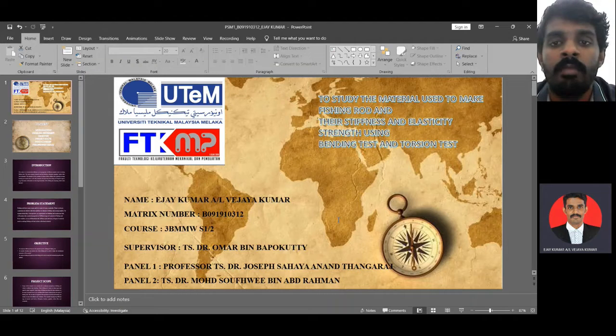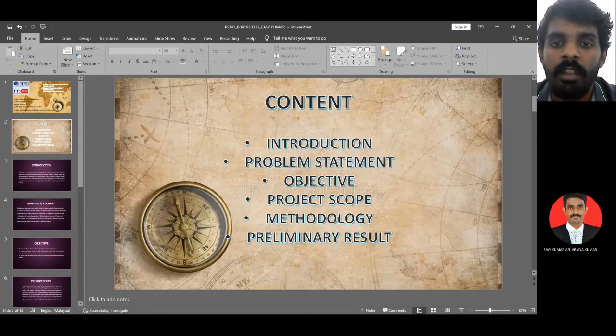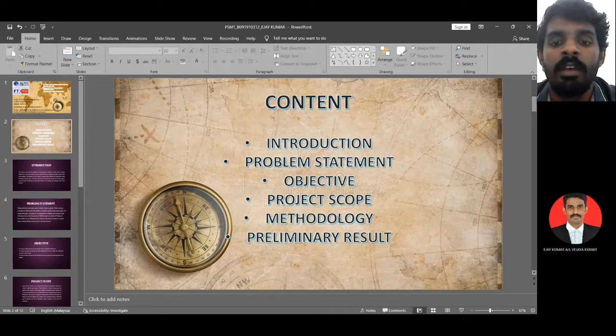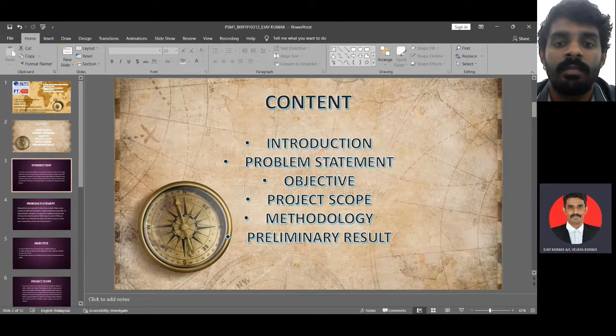For PSM, I am doing research to study the material used to make fishing rod and their stiffness and elasticity strength using bending test and torsion test. For this project, my supervisor is TS Dr. Omar bin Dr. Putih. This is the content of the slide: introduction, problem statement, objective, project scope, methodology, and preliminary result.